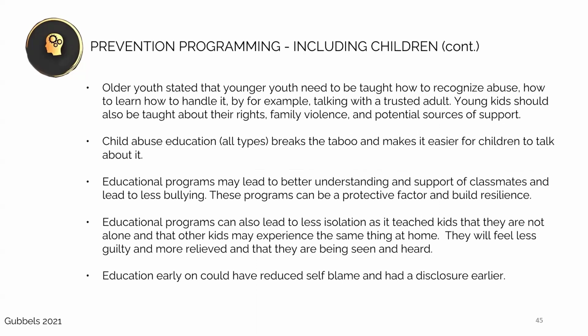Older youth have stated that younger youth need to be taught how to recognize it and how to handle it. And of course, this is again by having not just one trusted adult, but several trusted adults. So it's about asking, either if we're working with kids directly or if we're working with parents of children, really talking to them about how they can support identifying those trusted adults. Is it your auntie, your uncle, grandma?